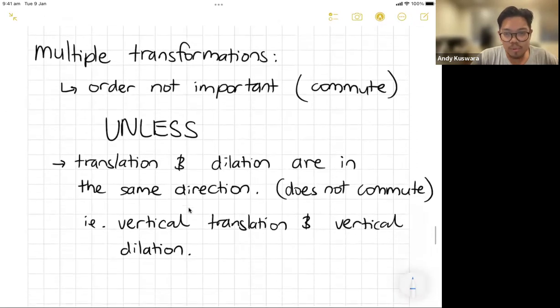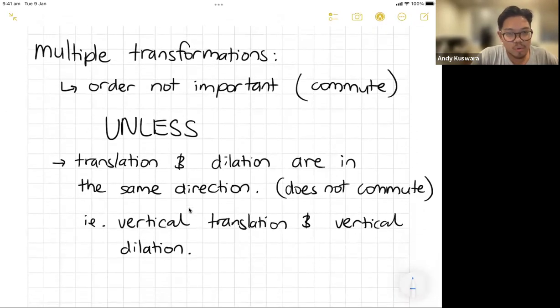Now, what happens with multiple transformations is the order in which you transform it is not important. So it means that they commute. That's just a fancy word to say that I can move to the left and then move down, or I can move down and move to the left, and it will be the same thing. Okay, so order is not important.